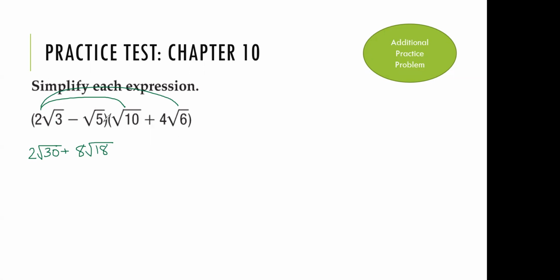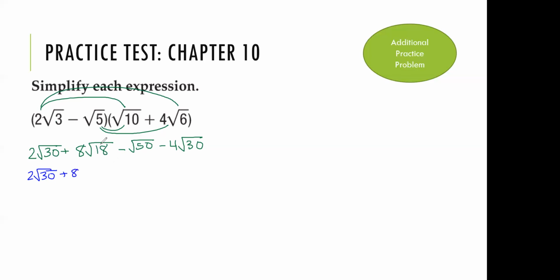And then the inner terms, negative radical 5 times radical 10 would be negative radical 50. And then my last terms, negative radical 5 times 4 radical 6 would be negative 4 times radical 30. Okay, so then in order to add these or combine any of these, I need to see if there's any perfect square factors in any of these terms. Well, radical 30 does not have a perfect square factor, so I would just leave it like that.